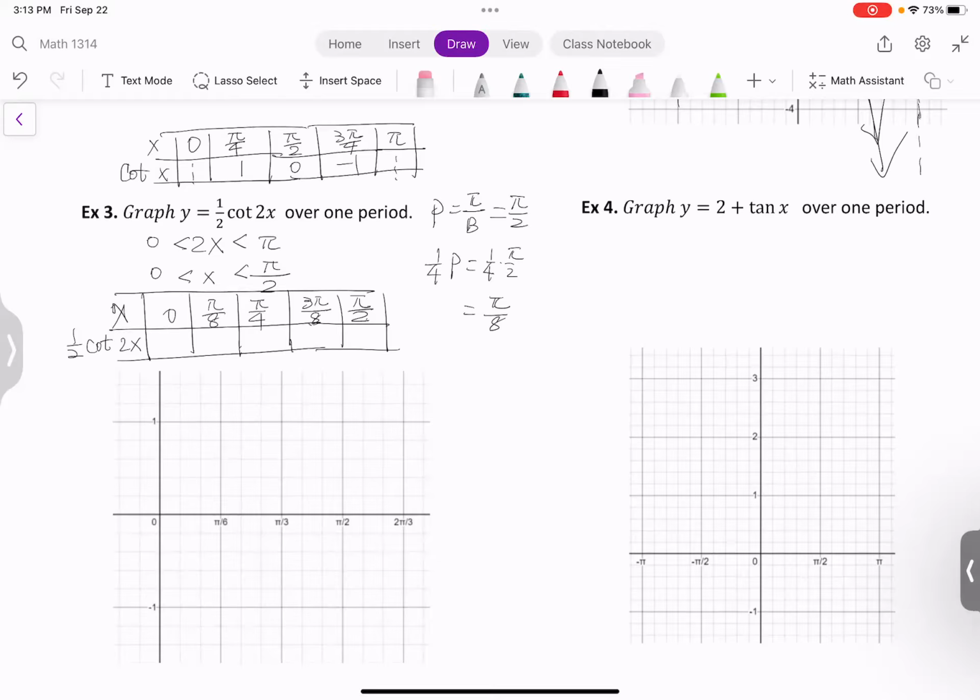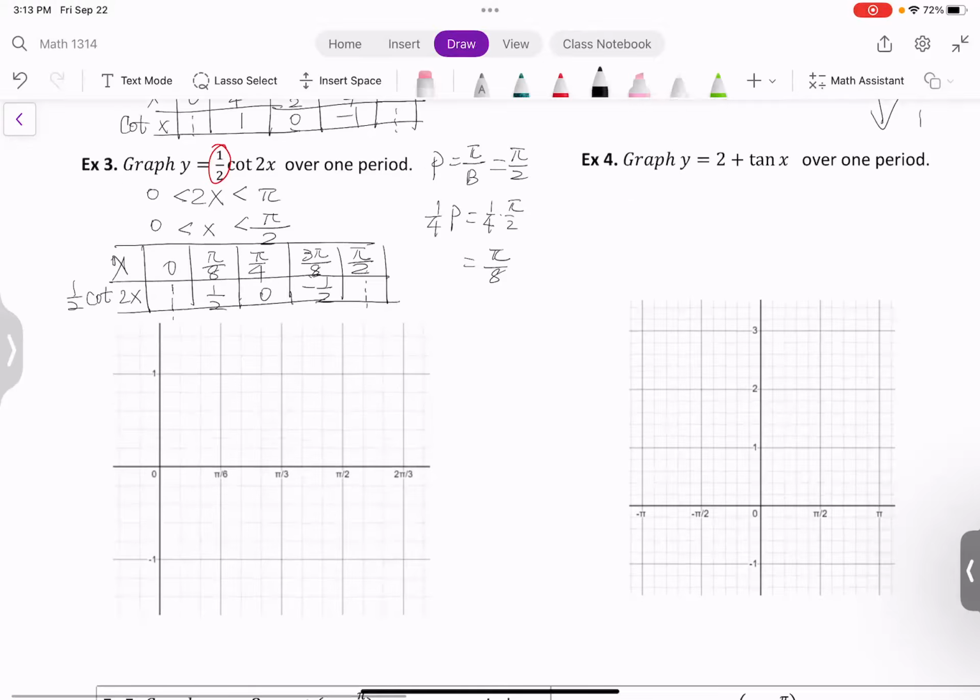So what is the y's value? What is the change for the y? In front of the cotangent, we have 1/2. So all the y's value becomes 1/2 of the before. First and the last one, they are vertical asymptotes. 1/2 of 1 is 1/2. 0 times 1/2 is 0. -1 times 1/2 is -1/2.